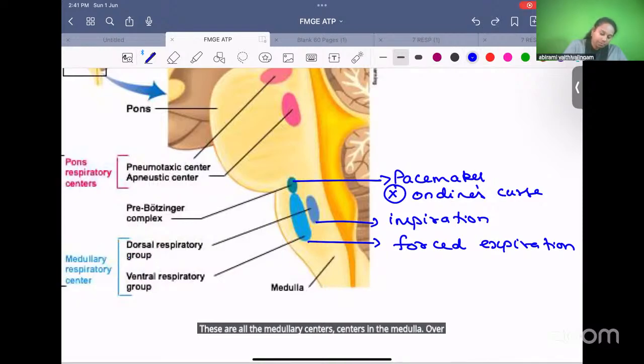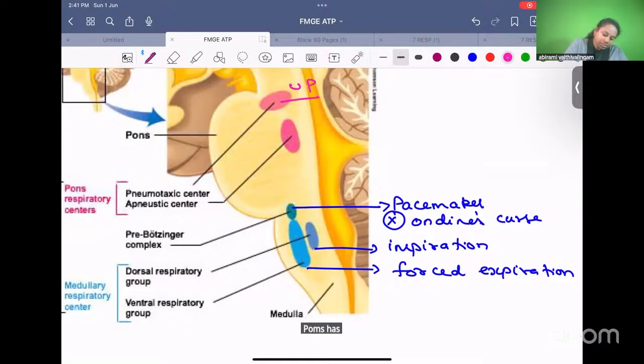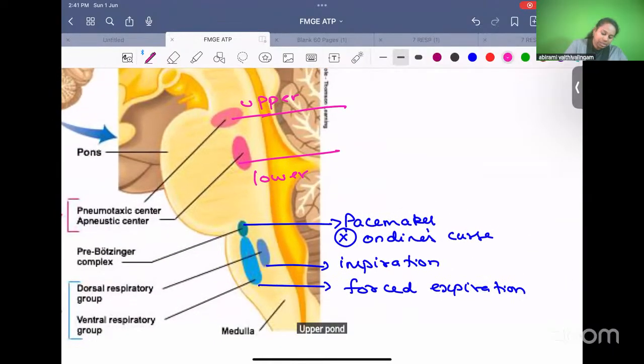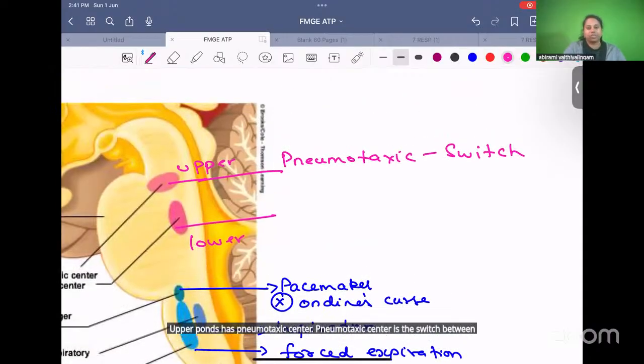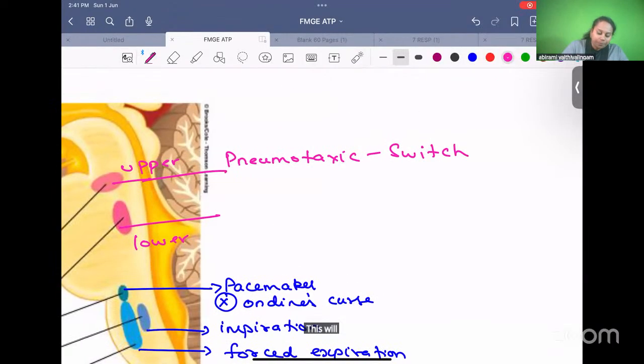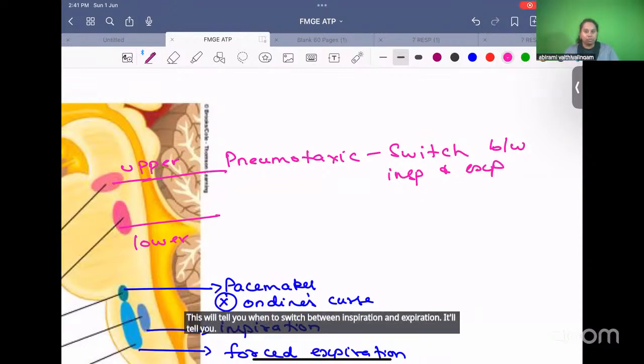Over to the pontine centers. The pons has an upper pons and a lower pons. The upper pons has the pneumotaxic center. The pneumotaxic center is the switch between inspiration and expiration. This will tell you when to switch between inspiration and expiration. It will tell you to stop inspiration and go to expiration.